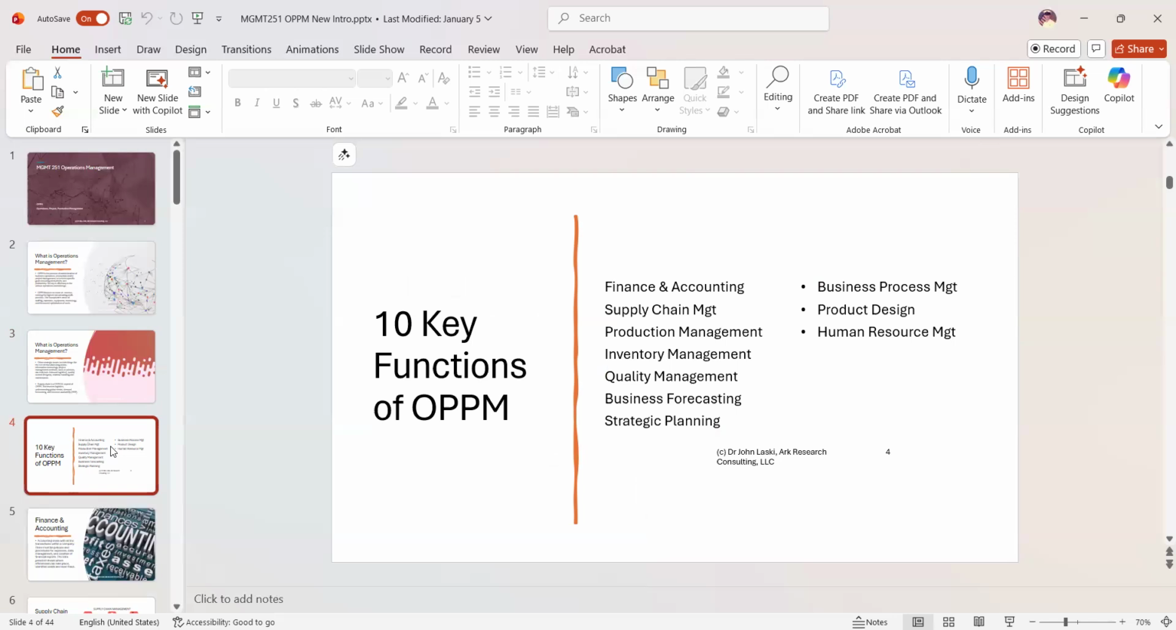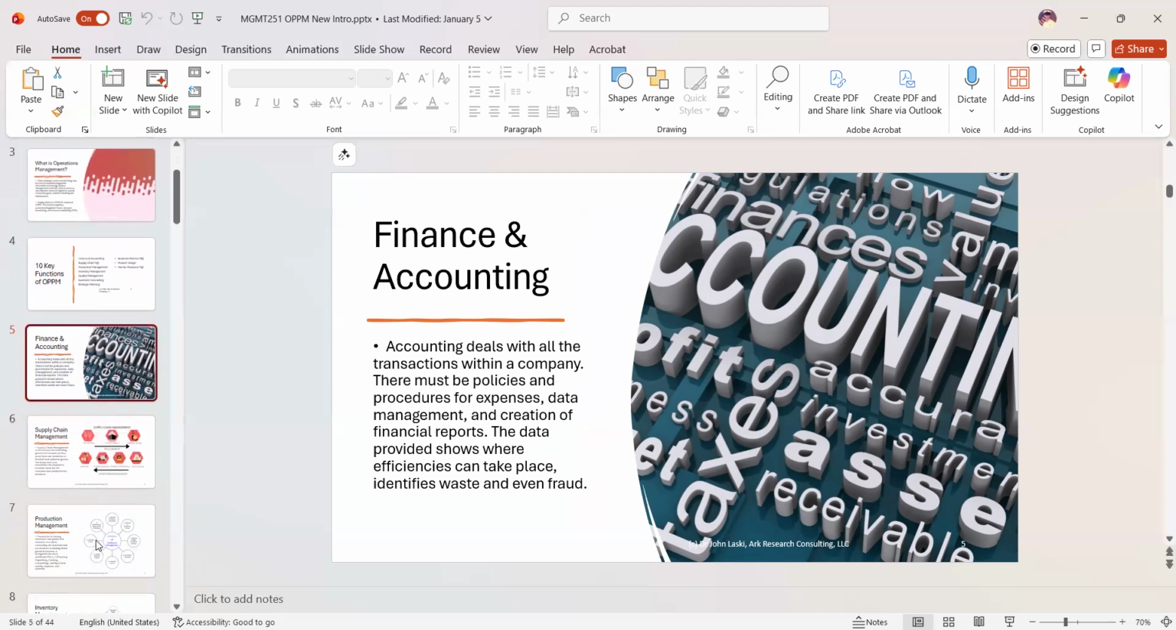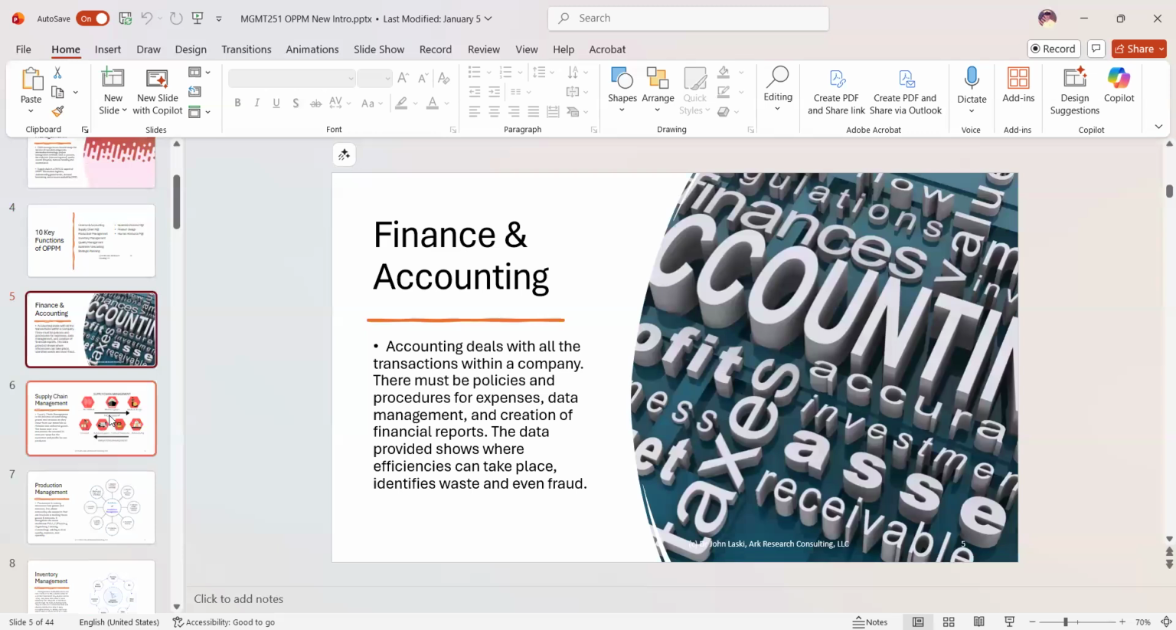We're also interested in business process management, product design, and human resource management, and how they relate to some of the other elements that we're speaking of. Finance and accounting, for example: accounting deals with all the transactions within a company, and there obviously must be policies and procedures for expenses, data management, the creation of financial reports, and so forth. The data provided shows where efficiencies can take place, and it attempts to identify things like fraud and misuse and the like.